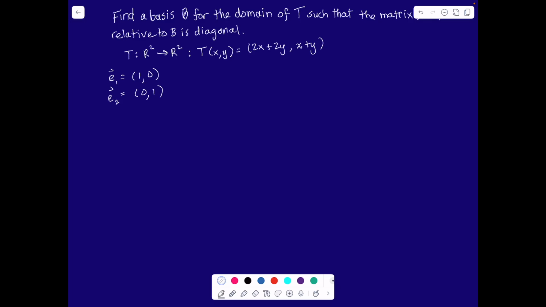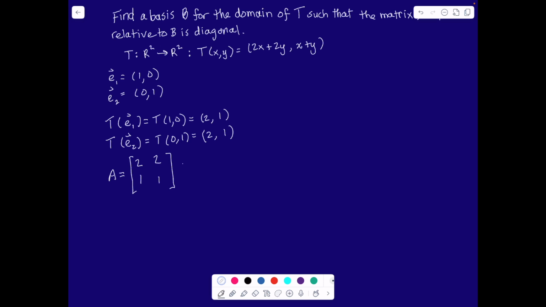Looking at the linear transformation, T(E1) = T(1, 0), which would be (2, 1). And T(E2) = T(0, 1), which would also be (2, 1). So the standard matrix for the linear transformation, A, is going to be writing the first one, (2, 1), as a column, and the second one as a column.